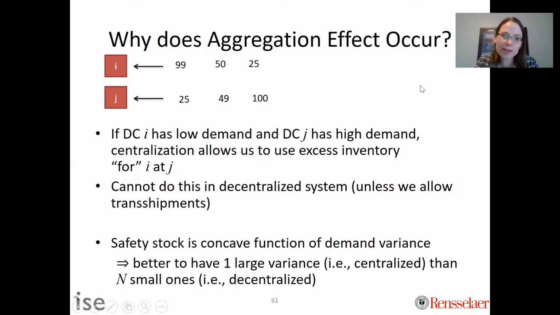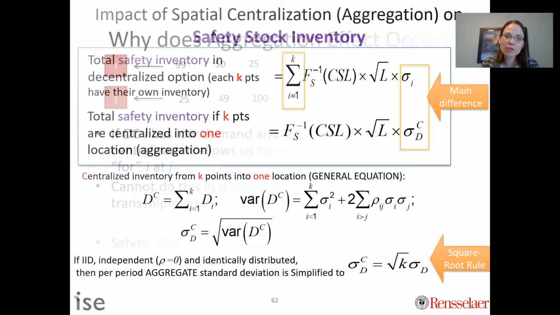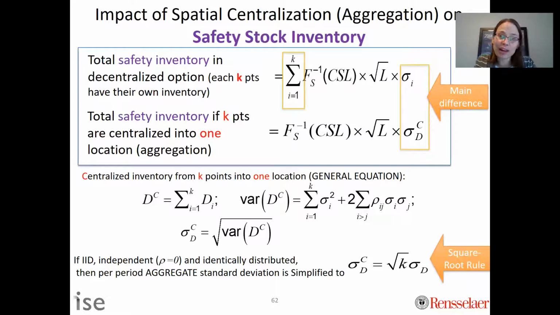The other thing to think about is that safety stock is a concave function of demand variance, so as demand uncertainty increases, you would rather pool a bunch of things into one big, large variance, which is what's done in the centralized system, than a bunch of small ones. Okay? And so you should be able to apply these equations.